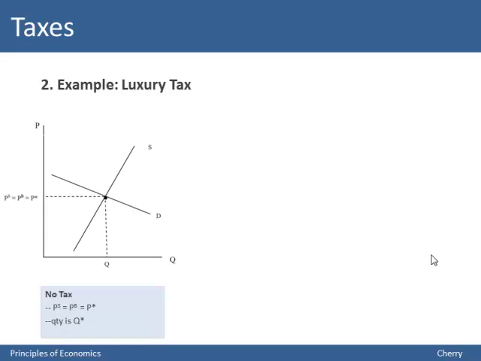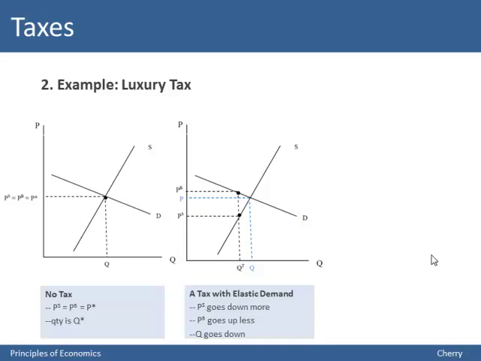We have a case here where the price the buyer pays is the same as the price the seller receives, so there's no tax, and quantity is set by the intersection of supply and demand. Now note here that the demand curve is relatively flat. That illustrates that demand is elastic. It's responsive to the price changes. So you impose a tax in this market. What's going to happen? It's going to be almost the opposite case of the cigarette tax, where demand was relatively inelastic. In this case, it's relatively elastic.